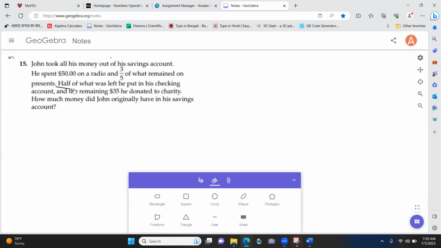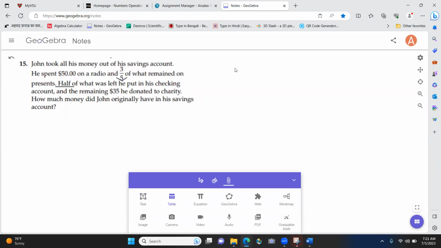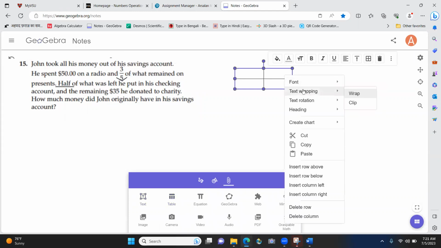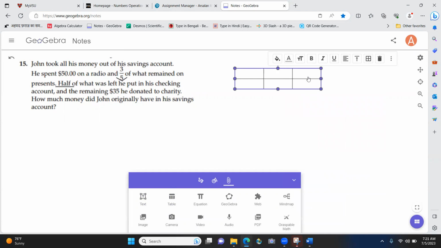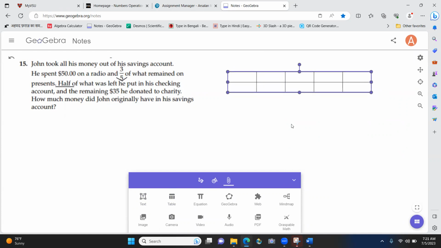Okay. So I'm going to take these two fractions, this one and this one. I have 5 and 2. So I'm going to make a rectangle that's 5 by 2.